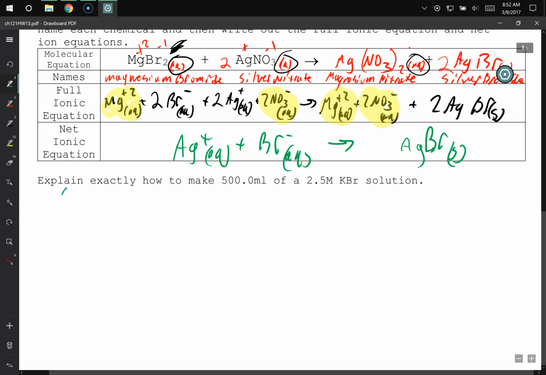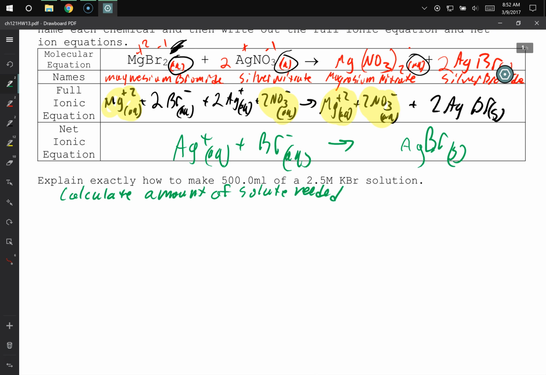I need to figure out exactly how many grams of potassium bromide I need. Why am I calculating grams when this is a moles per liter thing? I can't measure out moles. I can only measure out grams. So this is us counting how many particles I want in terms of grams to calculate out how many moles I'm going to end up with. So first thing I need to do is calculate how many moles. So we're going to do that in a second.